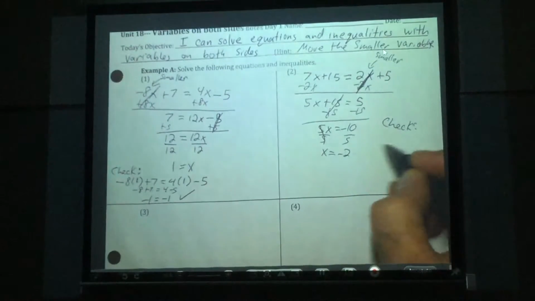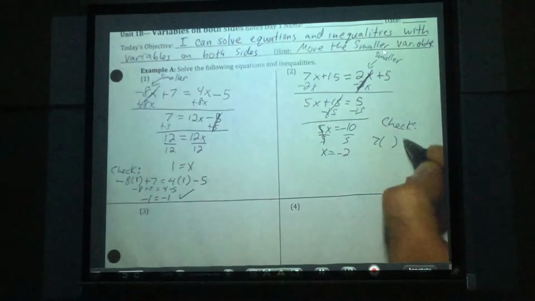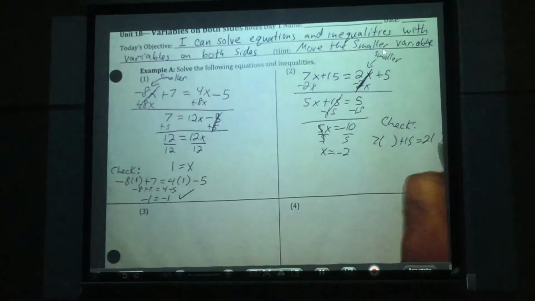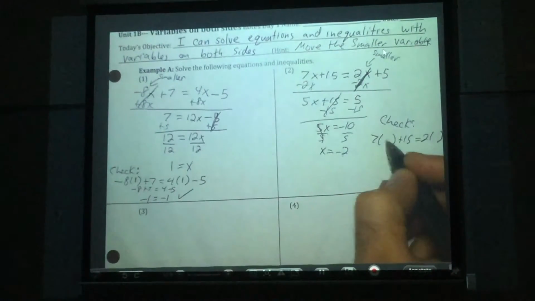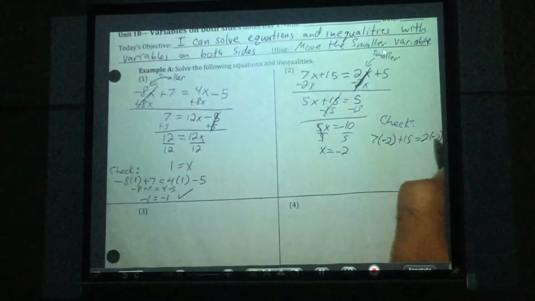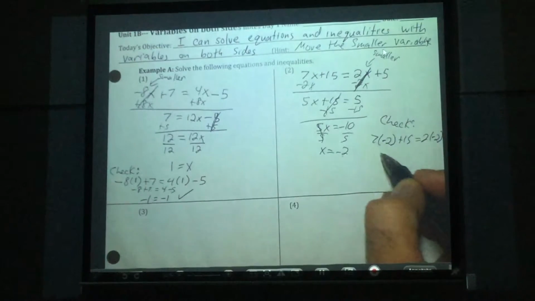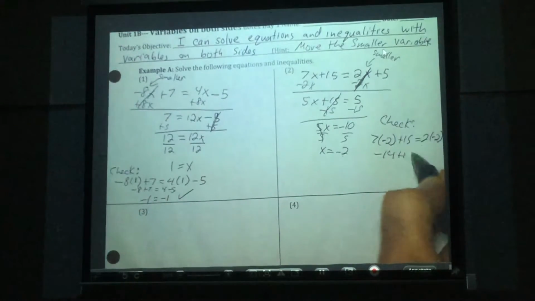Alright, so the original is 7(x) + 15 = 2(x) + 5. The thing that we found was that x is negative 2. So I'll put my negative 2 in there. Negative 2 times 7 is negative 14. Then we're going to bring down the plus 15.